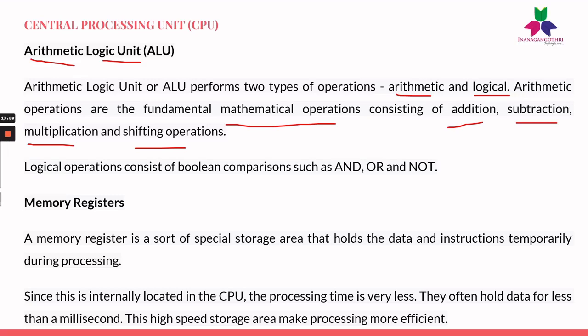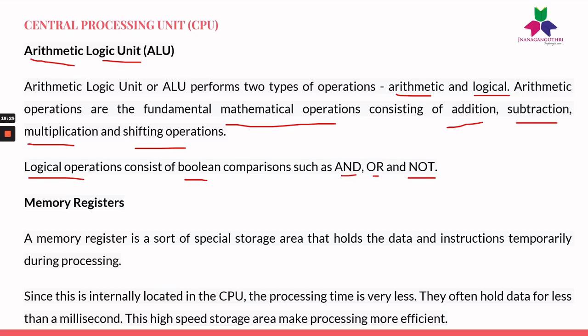Then what is a logical operation? Logical operations are those operations which involve some kind of Boolean comparison. What is a Boolean comparison? These are operations which result in either yes or no. In case of a computer operation, it is either 0 or 1. Examples of such Boolean operations are AND, OR, and NOT.